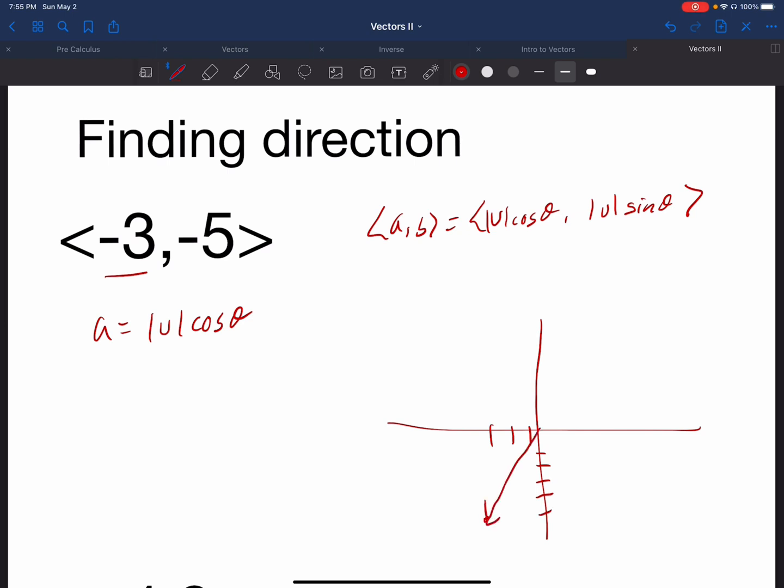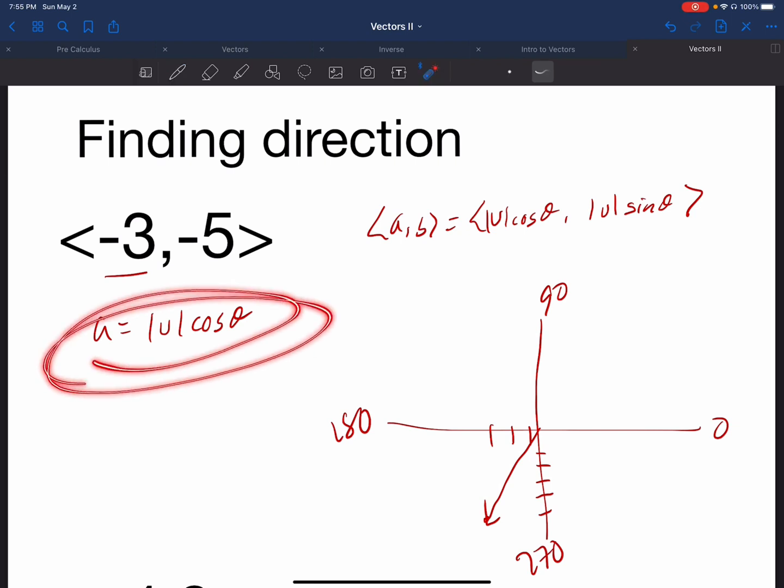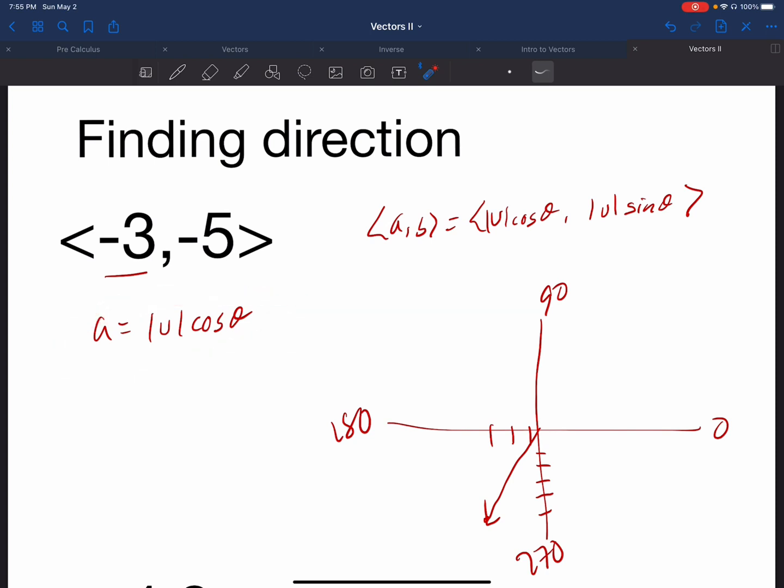So for example, in this one, negative 3, comma negative 5, 0, 90, 180, 270. So I know that my answer has to be greater than 180 but less than 270 in order for it to work. So when I solve this equation, I know I have to subtract from 360 because I'm in the bottom two quadrants.